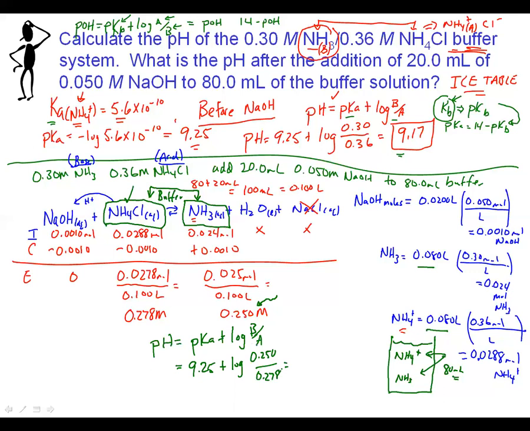And let's see how we did here. 0.25 divided by 0.278. Do a little bit of log. Add it to 9.25. Going to give us a 9.20 in terms of our pH. And you could see that this buffer did work, right? So this buffer worked pretty good. We started at 9.17. We added some base. It went up to only 9.2. It also went up correctly because we added base, so we would expect the pH to go upwards, which it did.